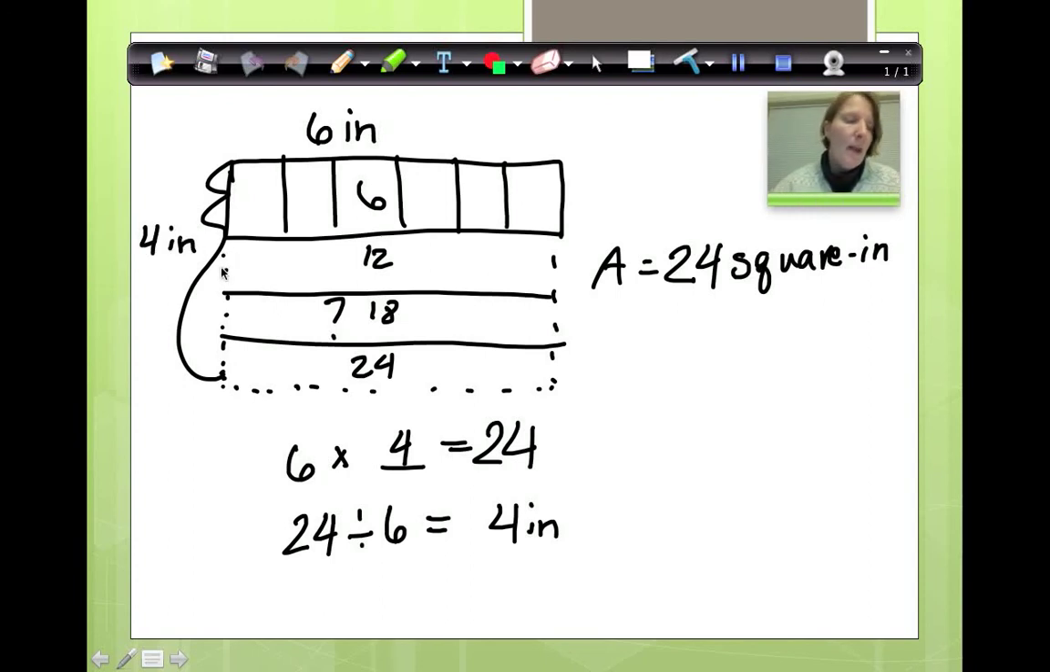Okay, let's see if that's all I got to teach you this lesson. And it is. Alright, so if you were given a side and an area, you could figure out the other side. If you're given two sides, you could figure out the area. That's all you need. Two sides, an area, and you could figure out what all these invisible squares are.